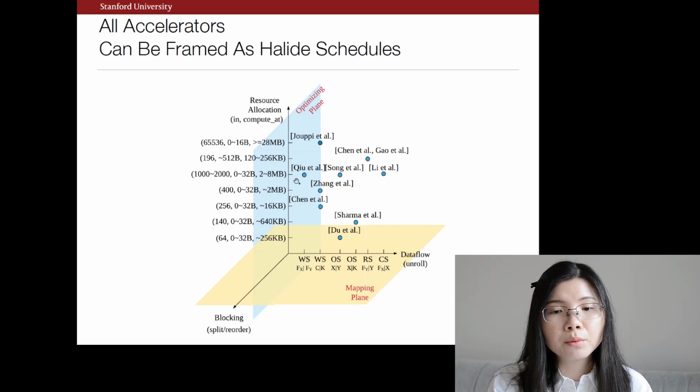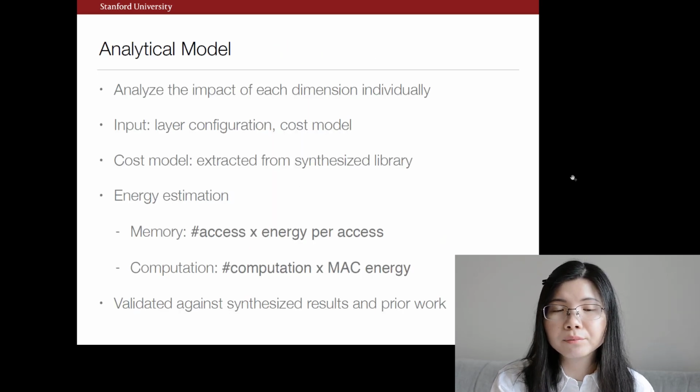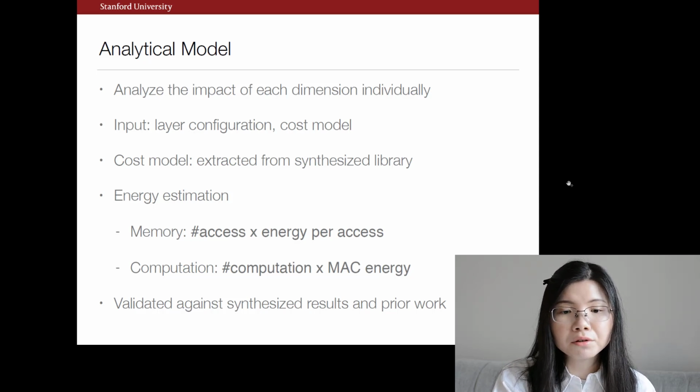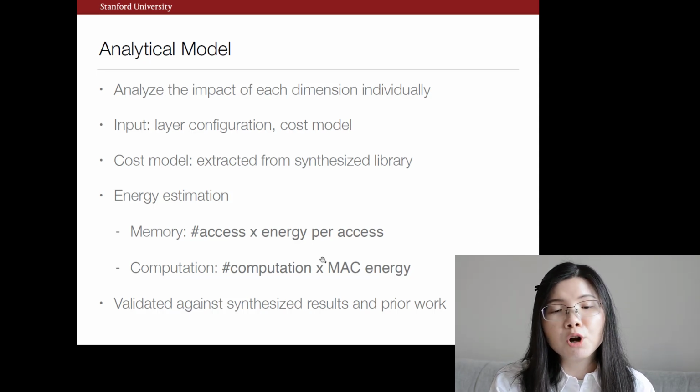Although we can use the Halide hardware toolchain to generate and synthesize hardware, it generally takes long cycles. To rapidly explore the large design space, we also created an analytical model to analyze and search the space. Using this model, since we already decoupled the 3 dimensions, we can optimize each dimension individually. And our model takes the layer configuration and the cost model as input to estimate energy. The energy consumption contains 2 parts, memory and computation energy, and the memory energy is computed by the number of accesses times the energy per access.